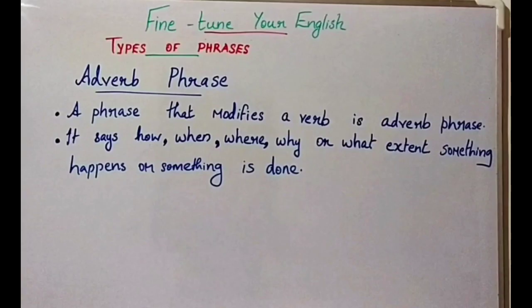What is an adverb phrase? An adverb phrase is a phrase that modifies a verb, and it says how, when, where, why, or to what extent something happens or something is done. So, just like an adverb, an adverb phrase also modifies a verb in a sentence.